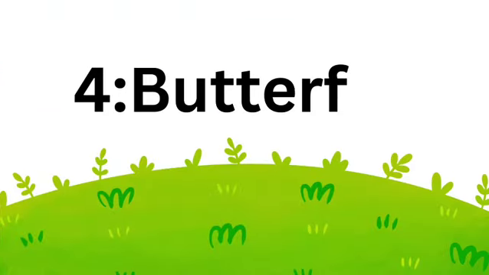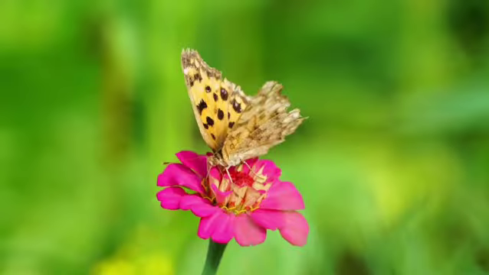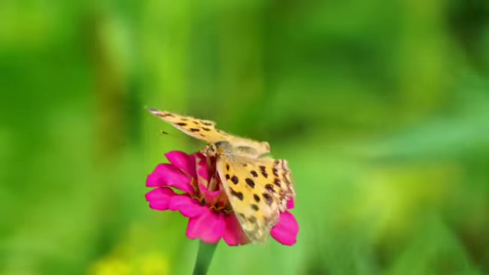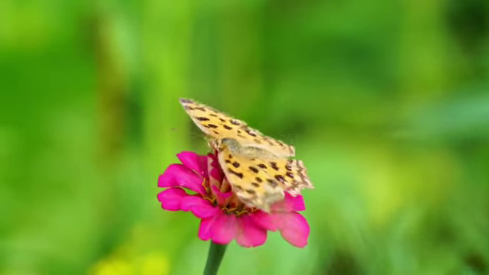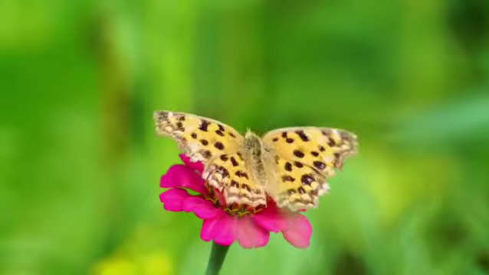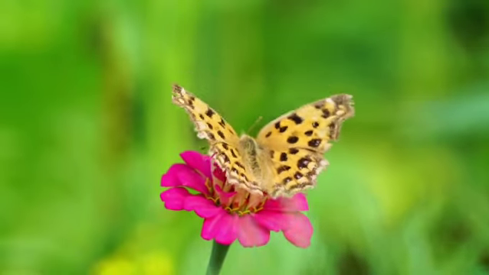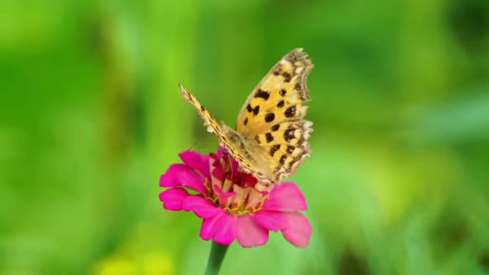The fourth and final stage in the life cycle of a butterfly is the making of an adult butterfly. And finally, the fourth stage comes. A beautiful butterfly comes out of the chrysalis, ready to fly and start the cycle all over again.